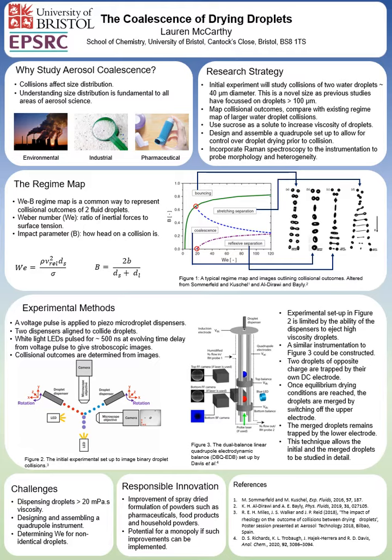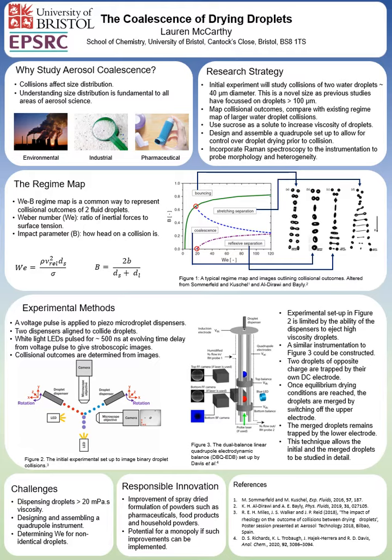So if we go to look at the regime map here, the Weber number impact parameter regime map is a common way to represent collisional outcomes of two droplets. So the Weber number is a ratio of the fluid's inertial forces to its surface tension, and the impact parameter is a measure of how head-on the collision of the two droplets is. So figure 1 shows a typical regime map with the collisional outcomes labelled, as well as images depicting those outcomes.